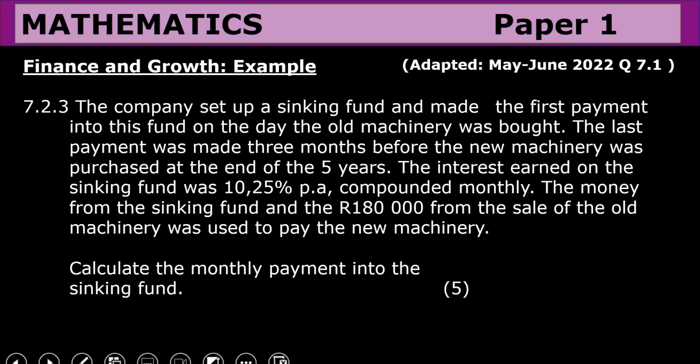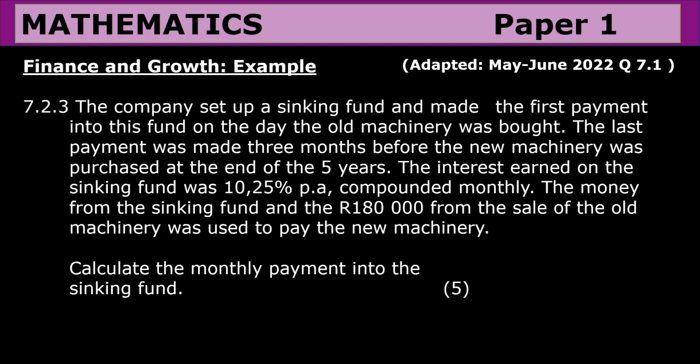Then we have the next question that says, a company set up a sinking fund and made the first payment into this fund on the day the old machinery was bought. The last payment was made 3 months before the new machinery was purchased at the end of the 5 years. The interest earned on the sinking fund was 10.25% per annum, compounded monthly.